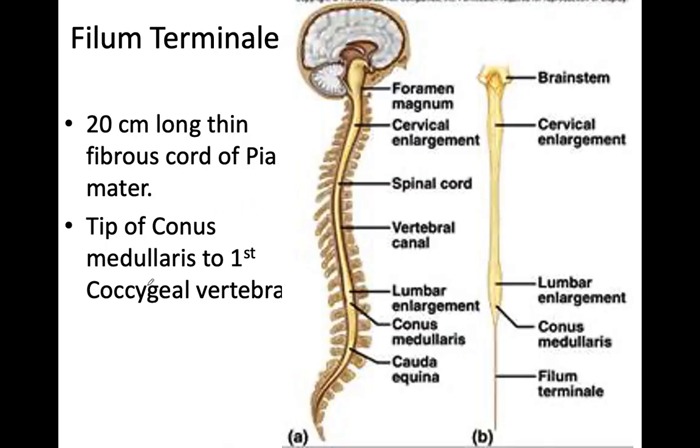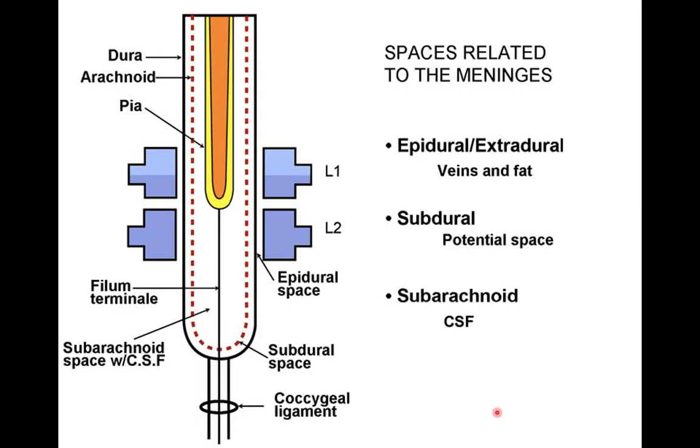Filum terminale is around 20 centimeters in length. It's a very thin fibrous cord of pia mater, extending from the tip of the conus medullaris to the first coccygeal vertebra. Here you can see this is the tip of the conus medullaris, and the filum terminale.